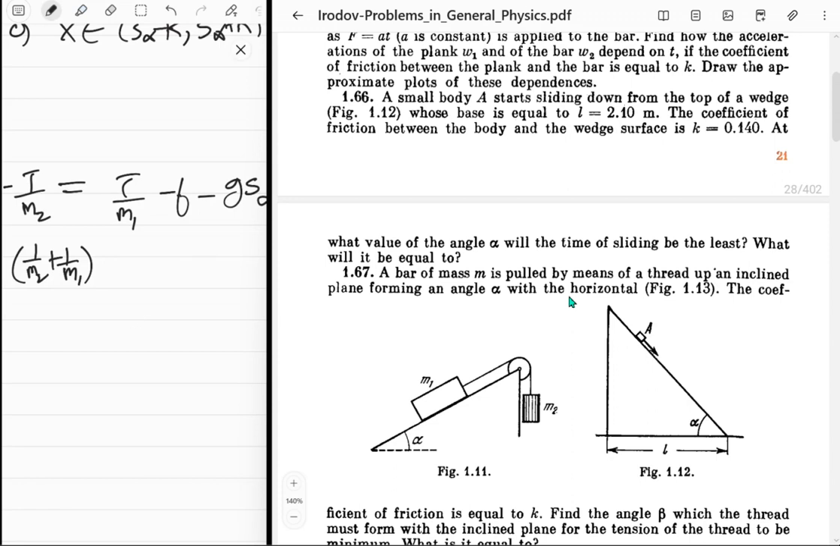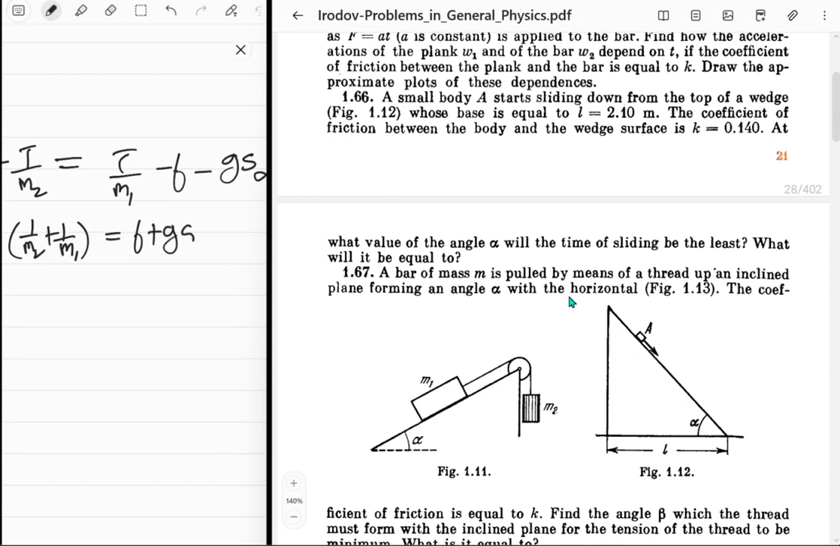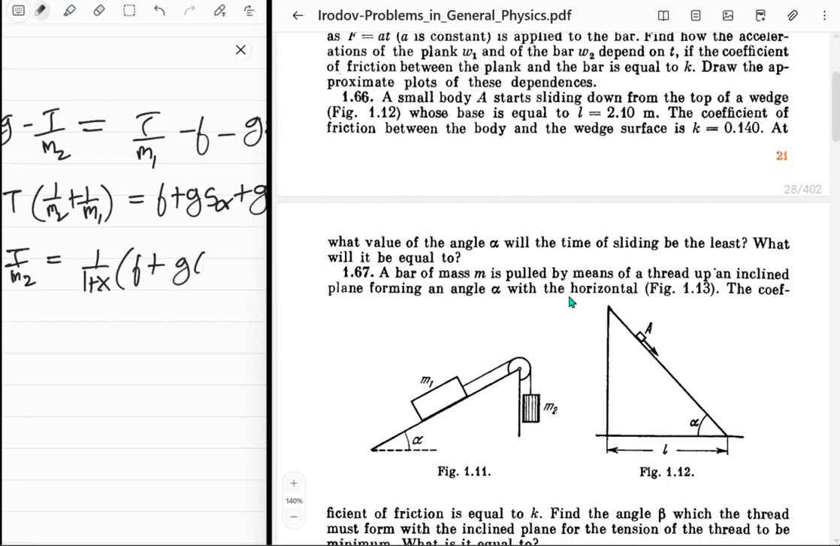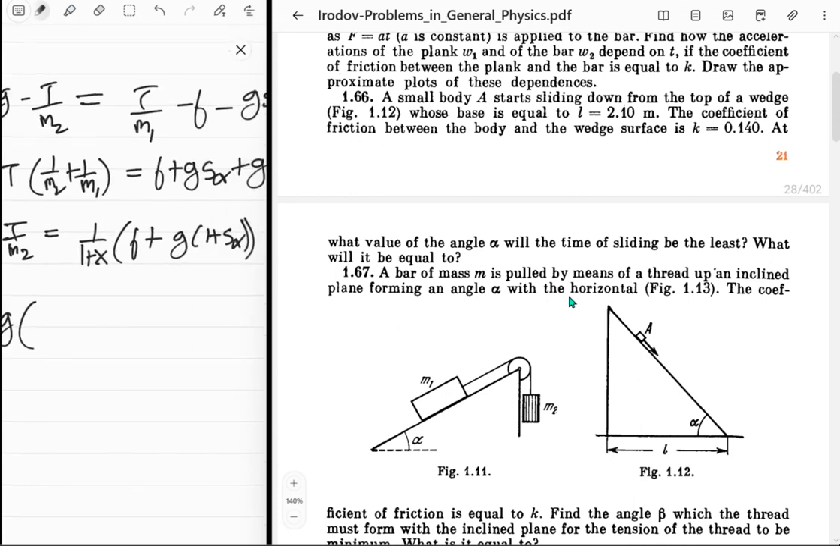Yeah, fine. Okay, this is equal to f plus g sine alpha plus g. What we need to find is just T upon m2. T upon m2 is equal to m1 upon m1 plus m2, which is like 1 upon 1 plus x of all this stuff, f plus g into 1 plus sine alpha. So this thing will just be equal to g into 1 minus of 1 plus sine alpha upon 1 plus x, and for this guy just minus frictional acceleration.